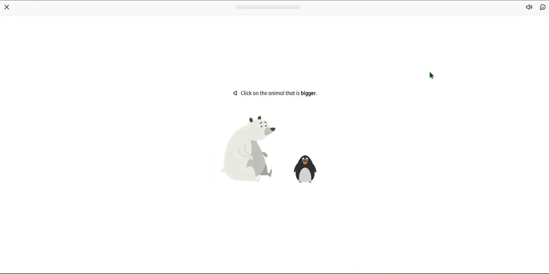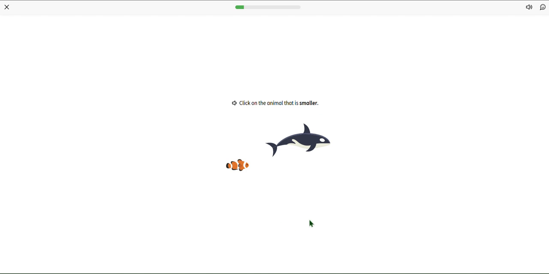Click on the animal that is bigger. So the bigger animal, that's the polar bear. The polar bear is definitely bigger than the penguin. Click on the animal that is smaller. The fish is smaller than the orca. Click on the plant that is taller. Taller, so the taller plant, the cactus. Click on the plant that is shorter. Ooh, the smaller one, the shorter one.